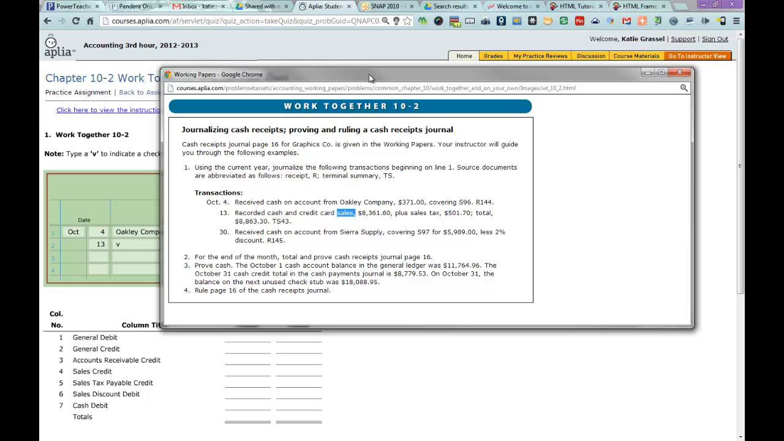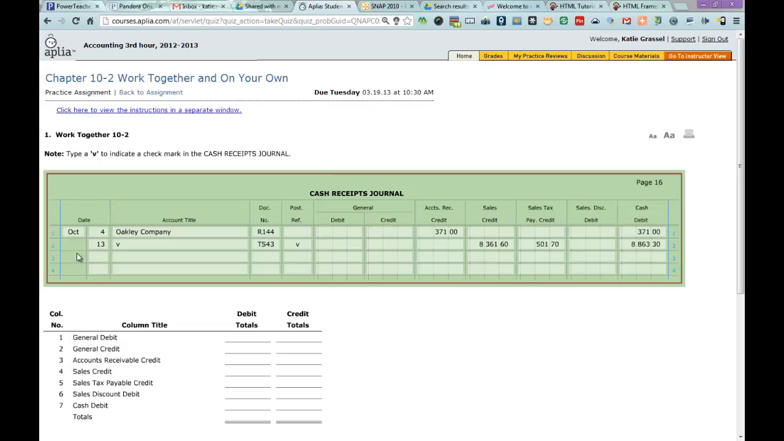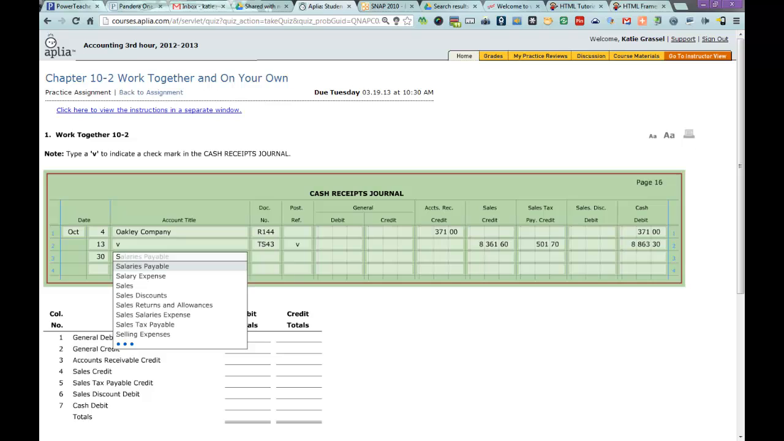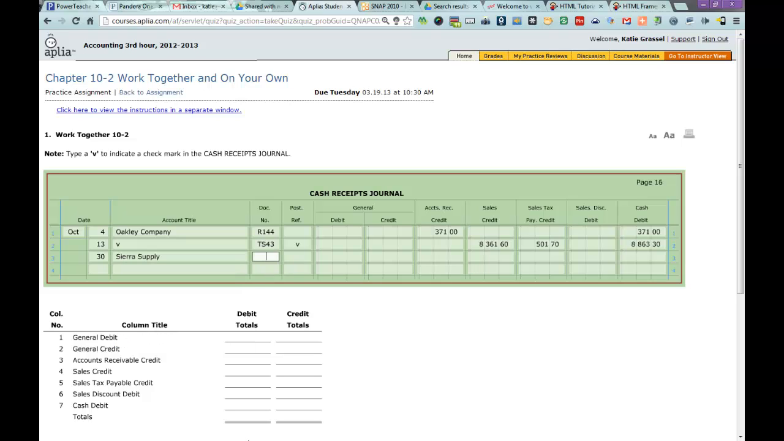Here we have to do some calculation. Basically, Sierra Company is that example just like I talked about with Wayne. They're going to pay us early and they're getting a 2%, but they didn't tell us how much, so I have to do some calculation. Fill it in with the date. We know that Sierra Company will go in the account title, or Sierra Supply, excuse me, and it's going to be R145. How much money does Sierra Company totally owe us? Do you see where it says that right in there? $5,989. That has to go in accounts receivable.